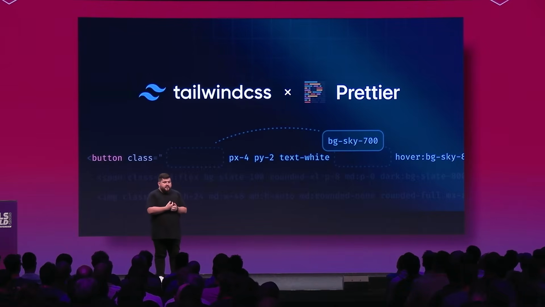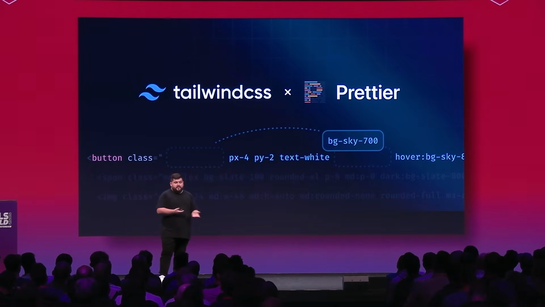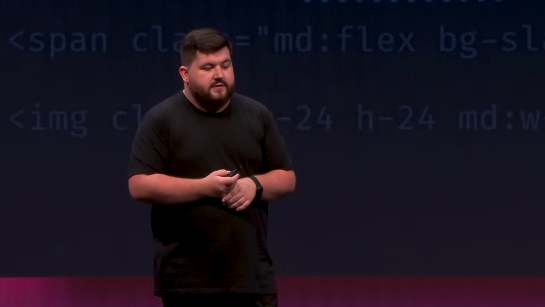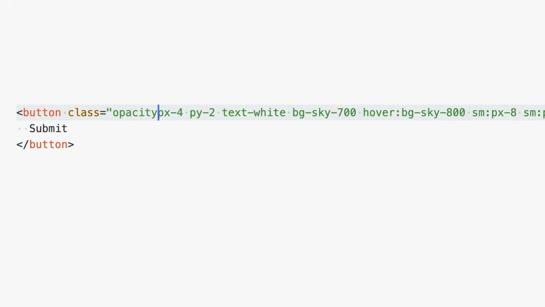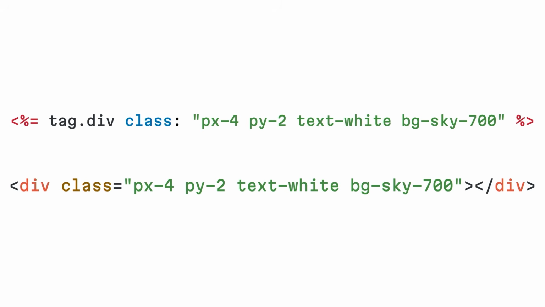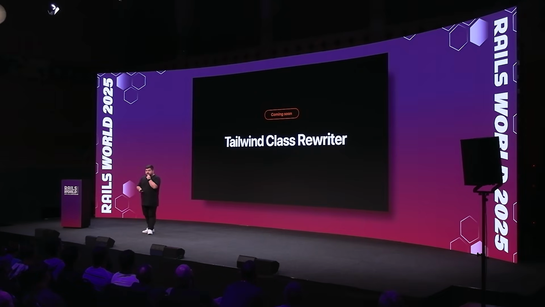Another thing that's quite common in the front-end ecosystem is the use of Tailwind, obviously. They have a Prettier plugin for automatically sorting the classes, so I've been working on one that integrates with the Herb formatter as well. When you add a Tailwind class to your HTML element and save the file, it will sort them according to the order that they recommend in the docs. This will also work for both ERB tag helpers and regular HTML, which is super convenient. That's coming also very soon. I hope to ship this within the next month.